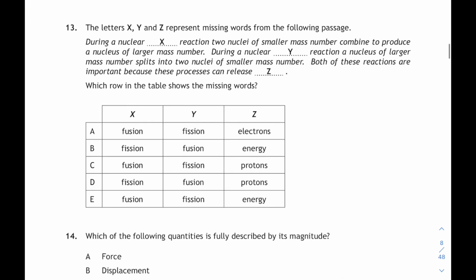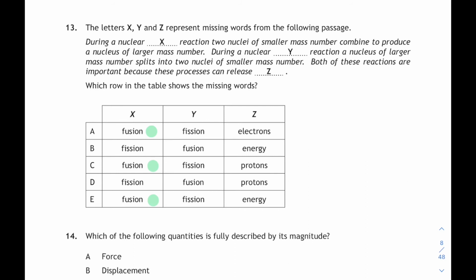Moving on, question 13. The letters X, Y and Z represent missing words from the following passage. During a nuclear X reaction, 2 nuclei of smaller mass number combine to produce a nucleus of larger mass number. Well, small nuclei fuse together to produce a larger nucleus, so that's fusion. So X is C or E or A.